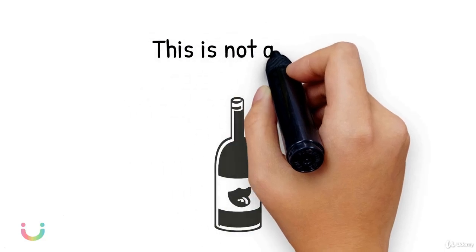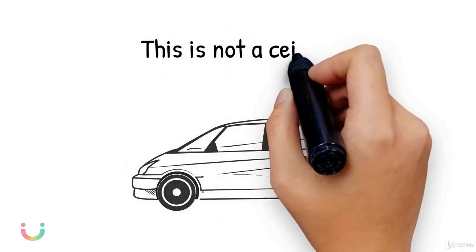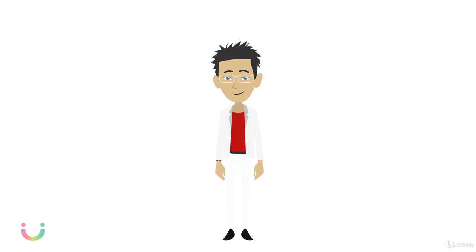This is not a door. Repeat. This is not a door. This is not a ceiling. Repeat. This is not a ceiling. Okay? Now let's practice.